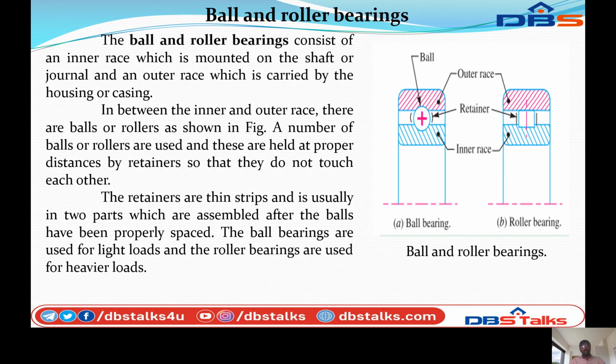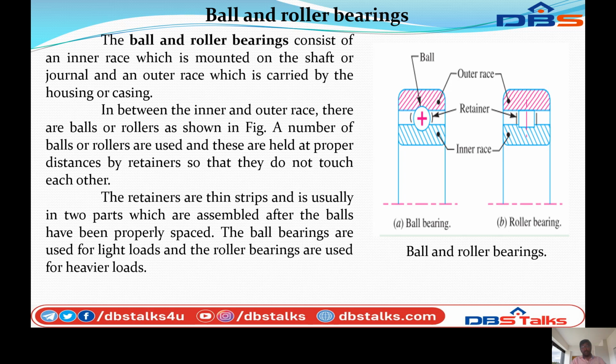So next, ball and roller bearings. The ball and roller bearings consist of the inner race, which is mounted on the shaft or journal, and the outer race, which is carried by the housing or casting. So we can see the figure. The figure shows the ball bearing and roller bearing.